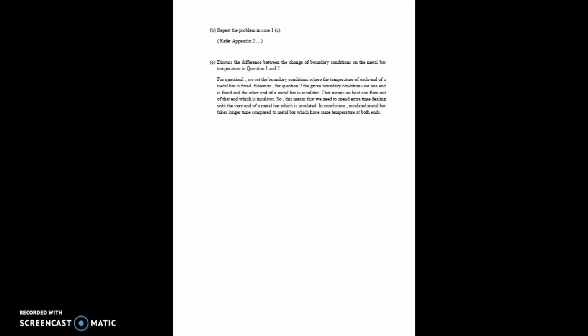So, this means that we need to spend extra time dealing with the very end of a metal bar which is insulated. In conclusion, an insulated metal bar takes longer time compared to a metal bar which has the same temperature at both ends.